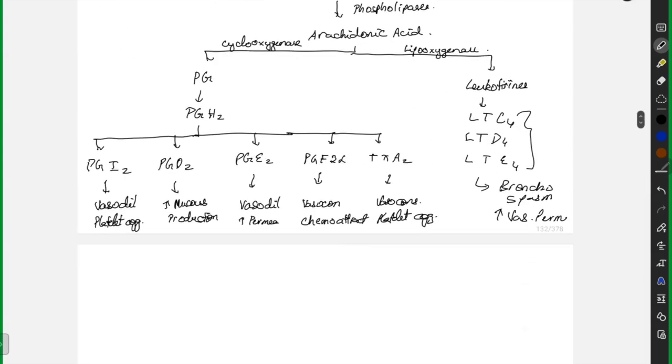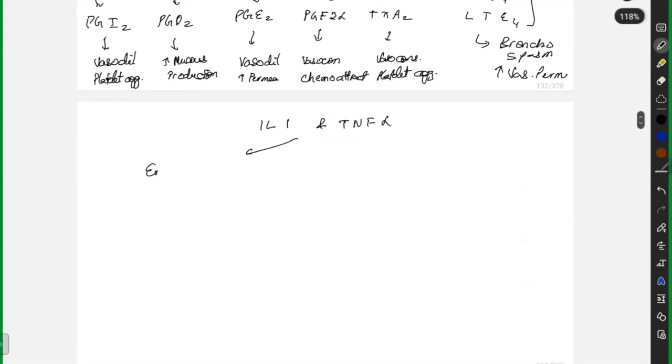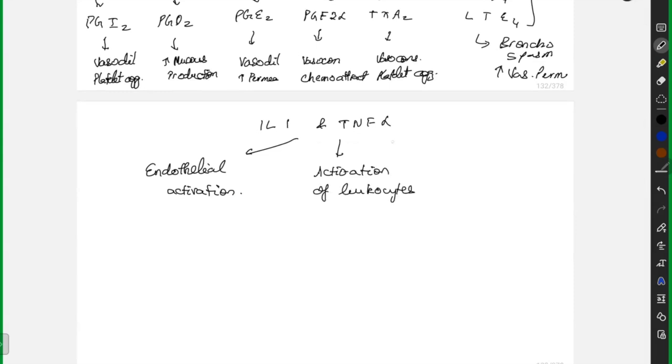Remember, interleukin 1 and TNF alpha have a variety of functions. One is endothelial activation. Second is activation of leukocytes. And third is the systemic acute reactions.